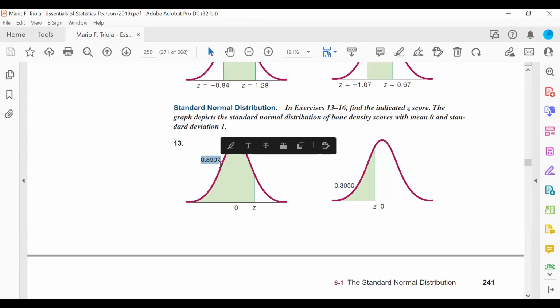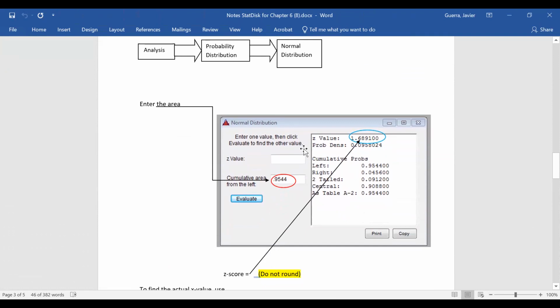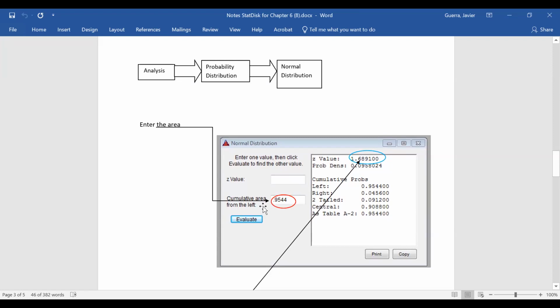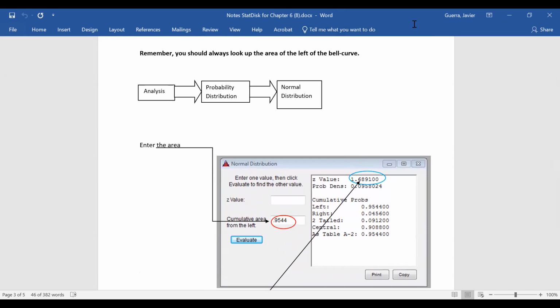and you're going to type it into StatDisk on the second window. On the second one. Now, I have it on my notes, on the StatDisk notes on your paper. If you scroll down on page 3 in the handout, it tells you where to plug it in. See, it says here, there's the area, and it says there, cumulative area from the left. You're going to plug it in right there. And the Z value will be this top number at the very top of the right window. There's your Z value. And it says do not round. Don't round it. All right, so let's plug it in.